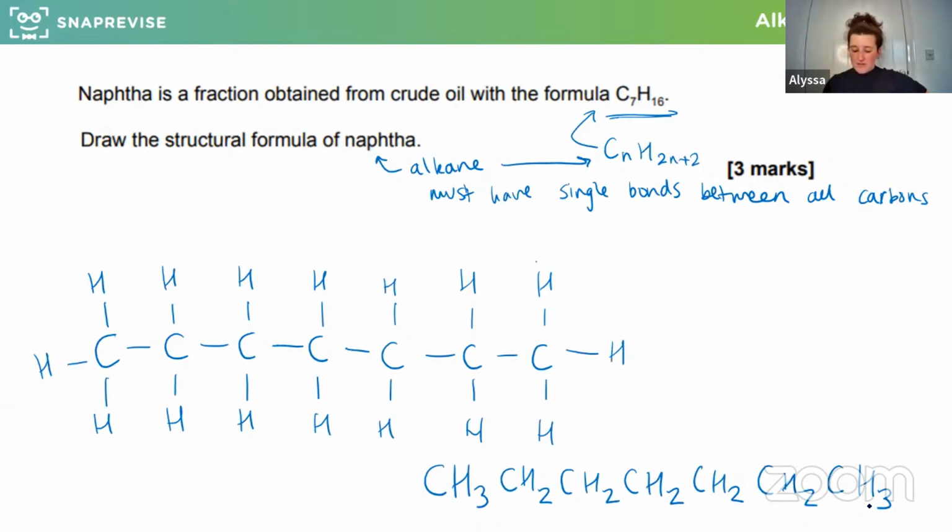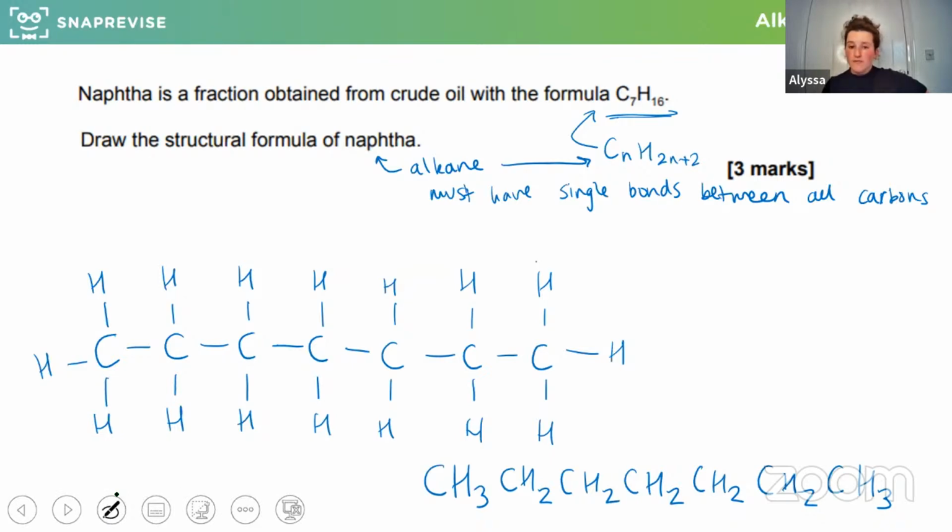So actually what they've asked for is this bottom one. However, don't panic, because you would get a mark for the displayed formula for the drawing that I've done here. If you did it in the exam, you would get marks for both. So don't panic. If you aren't as confident, you would get marks for both.